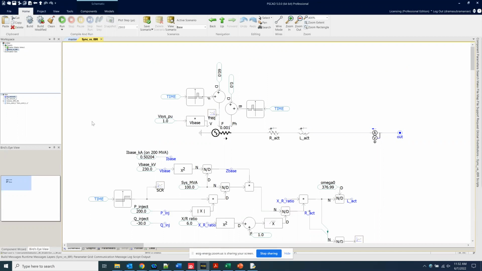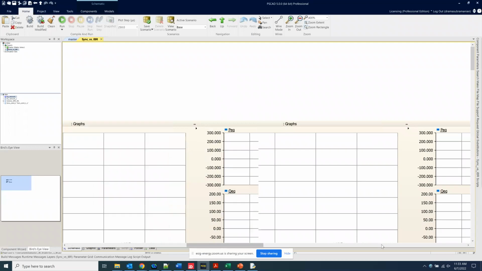Now, there are many ways in which you can change SCR. There are many ways in which you can define whether you want to keep this infinite bus voltage at 1 per unit, or only maintain 1 per unit at this terminal and so on. In this exercise, we're going to keep the voltage of the infinite bus as 1 per unit. So if we run the simulation now, hopefully it runs as I think it's supposed to run.